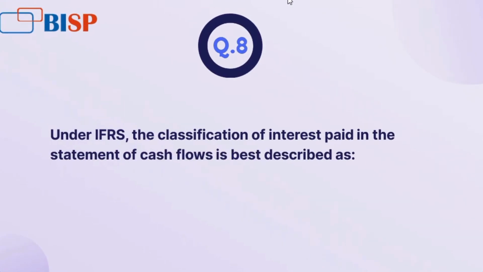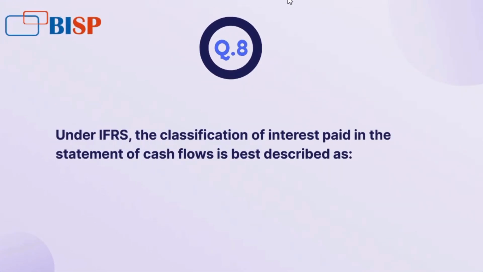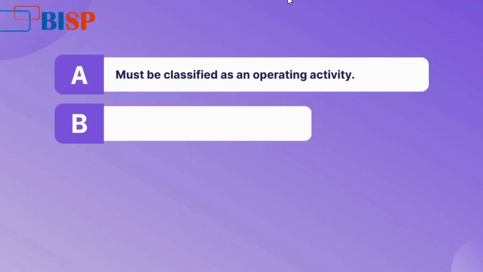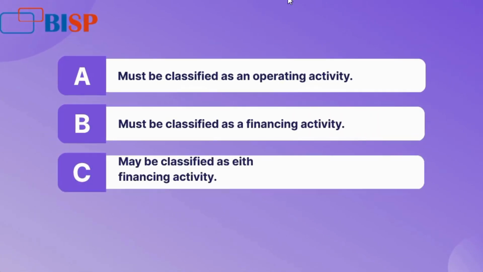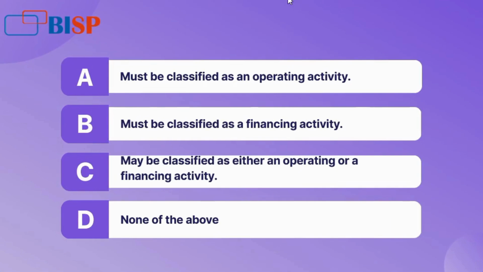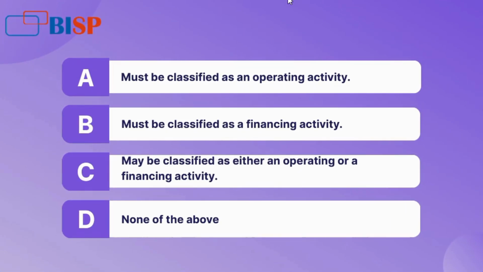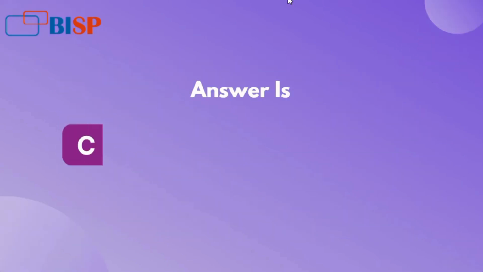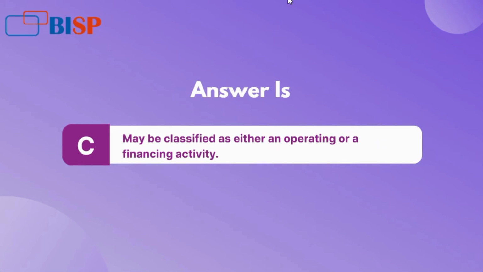Under IFRS, the classification of interest paid in the statement of cash flows is best described as A. Must be classified as an operating activity. B. Must be classified as a financing activity. C. May be classified as either an operating or a financing activity. D. None of the above. Answer is C. May be classified as either an operating or a financing activity.